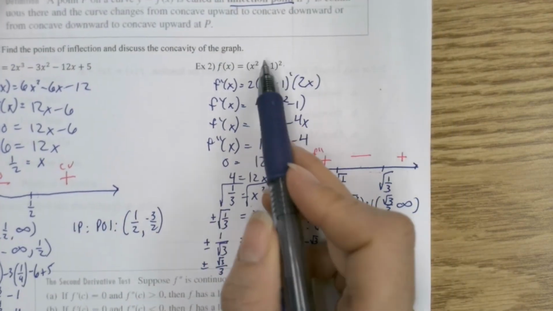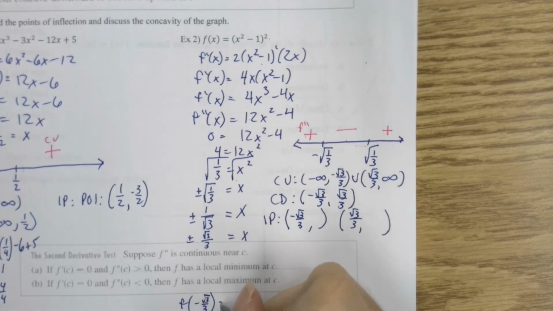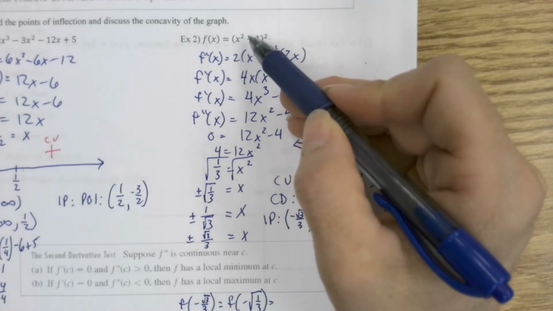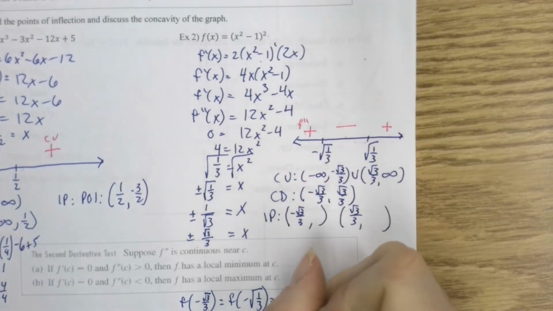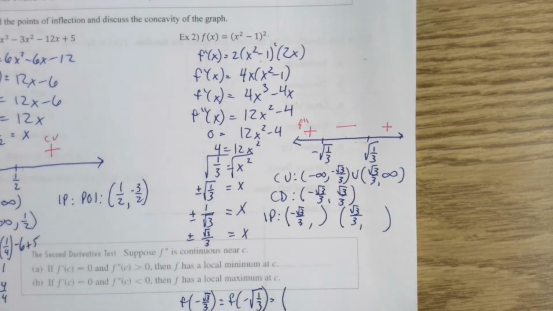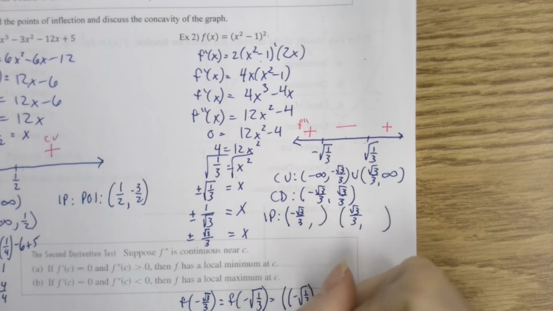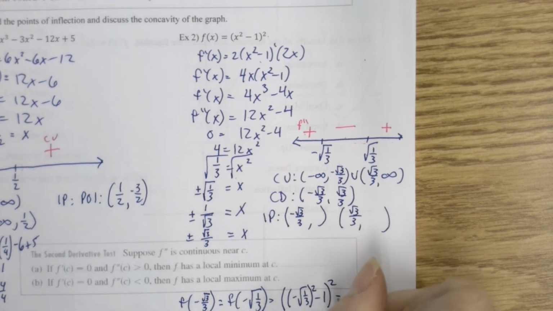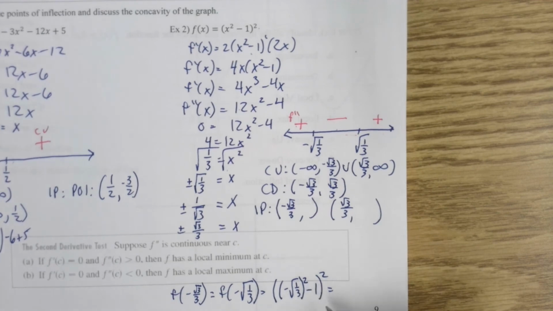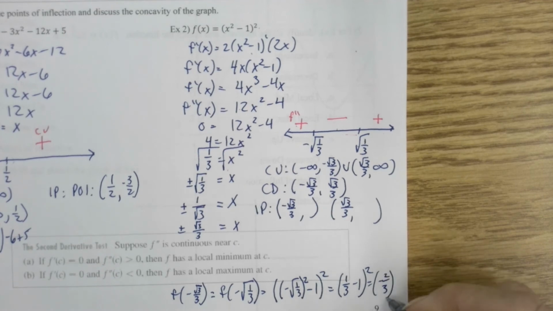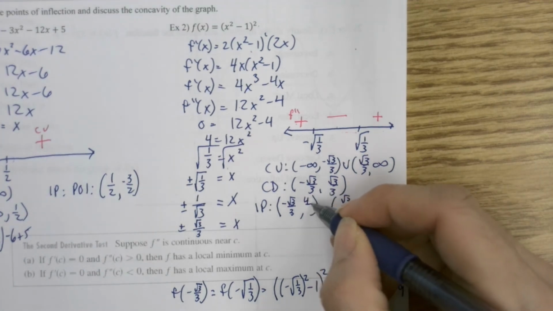Now I'm going to plug into this function here. And I'm actually thinking it would be easier if I use the negative square root of 1/3, just assuming that when I square that, that radical is going to go away. That's going to get a lot cleaner. So you can substitute whichever one you want. You can certainly use a calculator if you want. So I'm going to substitute a negative square root of 1/3 in here, squared minus 1 squared. So negative square root of 1/3 squared is 1/3. Minus 1 is negative 2/3. Squared is positive 4/9. So my y-coordinate is 4/9.